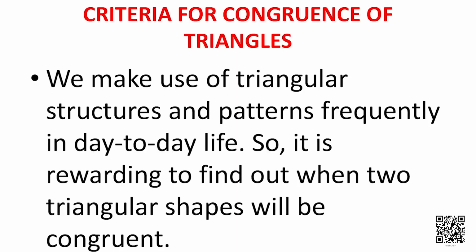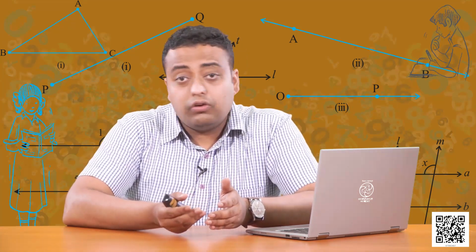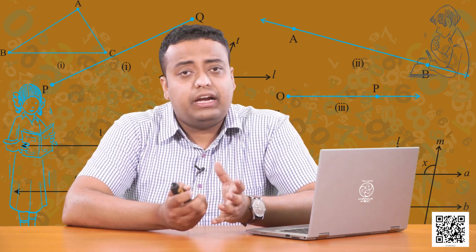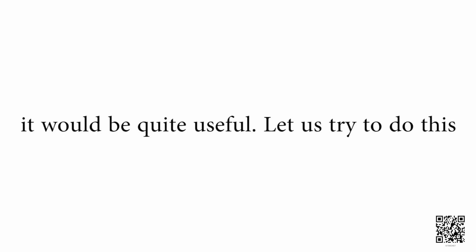So students, we make use of triangular structures and patterns frequently in day-to-day life. So it is rewarding to find out when two triangular shapes will be congruent. If we have two triangles drawn in our notebook and we want to verify if they are congruent or not, we cannot every time cut out one of them and use the method of superposition just like we did in the first part activity. Instead, we can judge congruency in terms of appropriate measures. It would be quite useful. Let us try to do some types of activities.